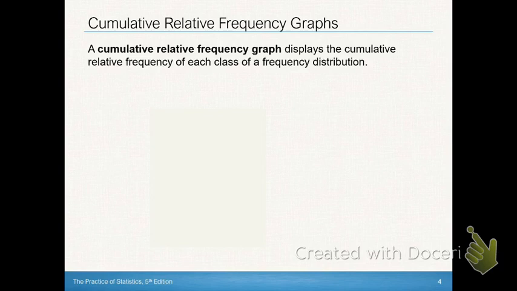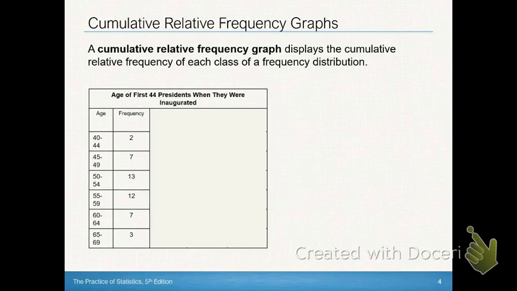Next, we want to take a look at cumulative relative frequency graphs. Cumulative, just like if you had a cumulative final exam, that would mean that everything from the whole year would be on that test. For a cumulative relative frequency graph, it means you're going to be looking at certain outcomes plus all of the outcomes that occurred before then.